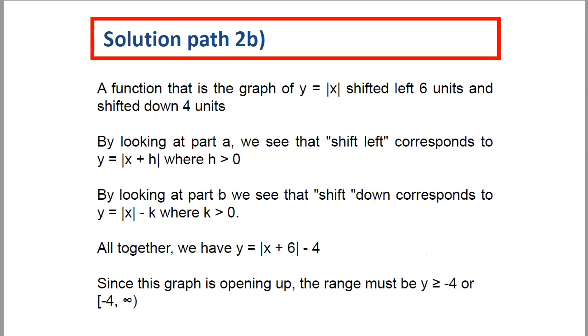For part B, we want the graph to be shifted left 6 and down 4. When we looked at part 1, we see that shift left corresponds to x plus h, where h is positive, on the inside of the absolute value, and shift down is when y equals the absolute value of x minus k, where that k is positive, on the outside. So altogether we have y equals the absolute value of x plus 6, minus 4. Since the graph is opening up, the range has to be y is greater than or equal to negative 4.